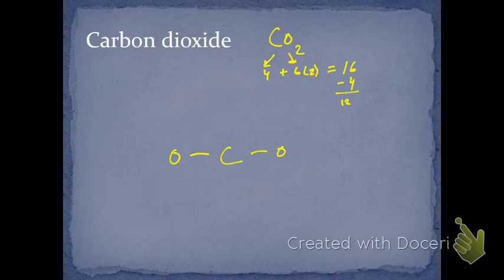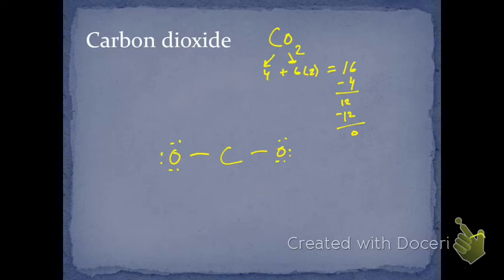So let's fill up those oxygens. 1, 2, 3, 4, 5, 6. 1, 2, 3, 4, 5, 6. How many did I use up? 2, 4, 6, 8, 10, 12. Cool. Now, here's what we've got to do, though. We have to check if the octet rule is being followed. If we look here, it's actually not being followed, because carbon only has 4 valence electrons and it needs to have 8.